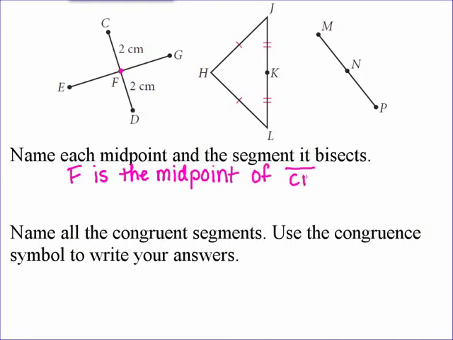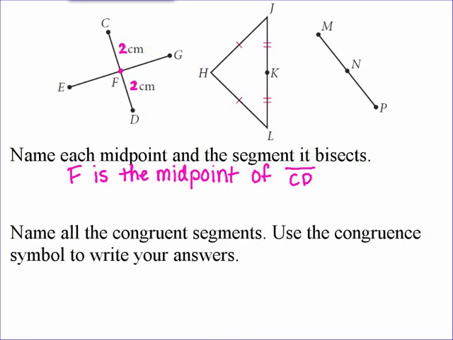I will buy that it's the midpoint of segment CD, but we don't know about EG. We don't have any measurements about EF and FG. Yeah, it looks like it is, but in geometry, it doesn't matter if it looks like it is. You have to be able to prove it. Here, I know that this is 2 and this is 2, so I know that's in the middle. I don't know about EF and FG. That could be 1.9 and 2.1 for all we know. Unless it's marked, you can't assume.